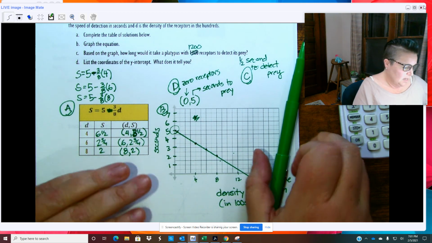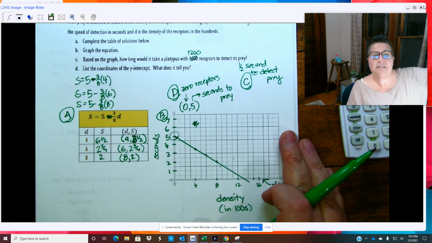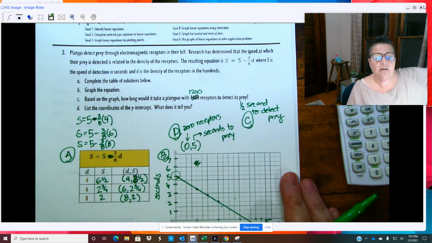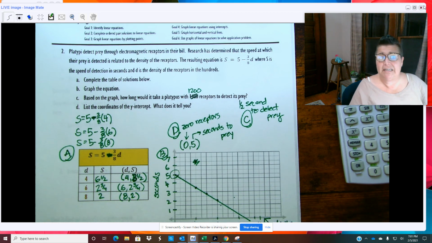All right. So hopefully you've had some luck with what we've done today. You are able to identify a linear equation. Recall, how do you know if an equation is linear? You can complete ordered pair solutions in order to solve linear equations. You can graph a line by plotting points or by using the intercepts. You can graph horizontal and vertical lines. And you can use graphs of linear equations to solve some questions about application problems.